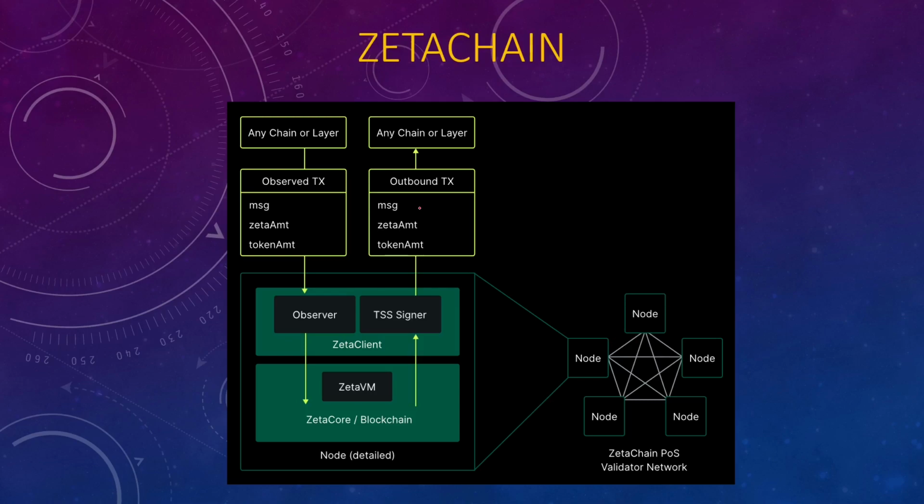Okay, now let us see how the transaction goes through from one chain to another using ZetaChain. Okay, we have two contracts, one right here on Goerli and the other right here on Polygon, basically the testnet, which is Mumbai.